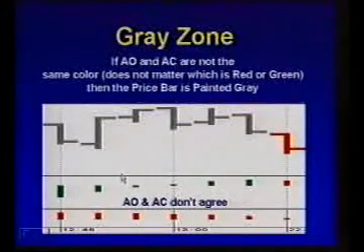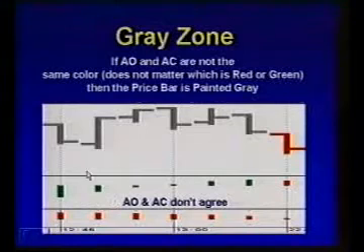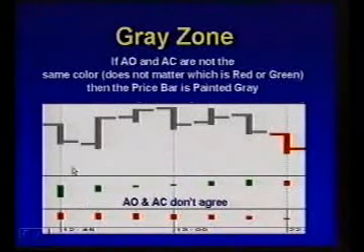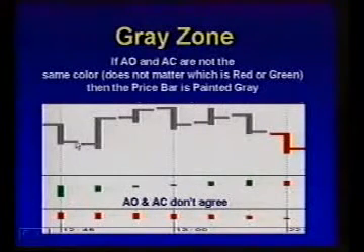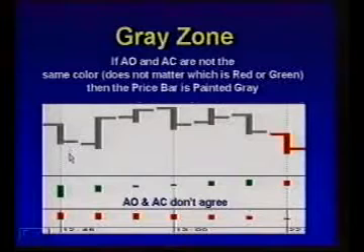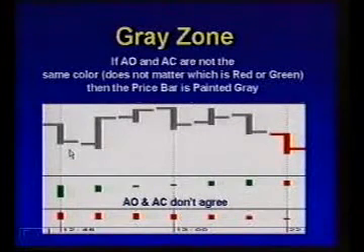The gray zone, as you should now be able to tell, is created by the AO and the AC when they don't agree. If the AO and the AC are different colors, it does not matter which one is which. The AC could be green and the AO can be red, or vice versa. They will create a gray price bar for us. Now, by looking at the gray price bar, all it says is that we don't know. We know that the momentum and acceleration are not in the same direction. We will not know which one is which until we actually look at that.